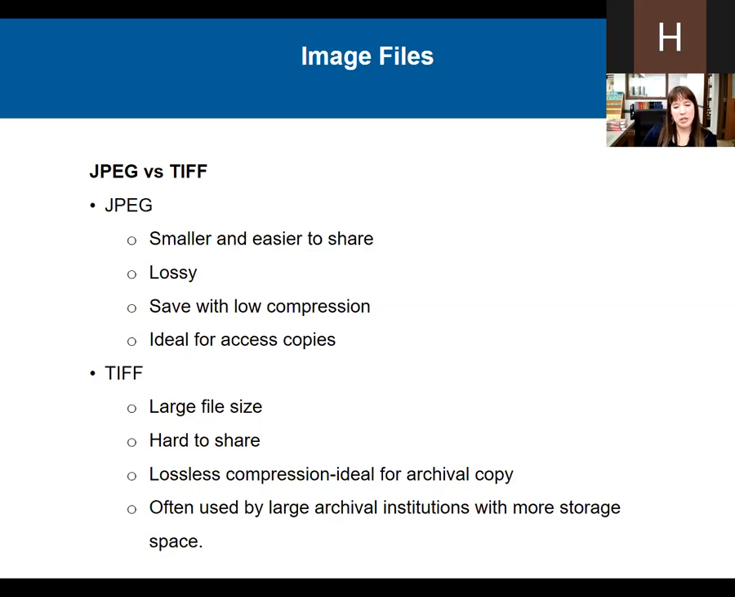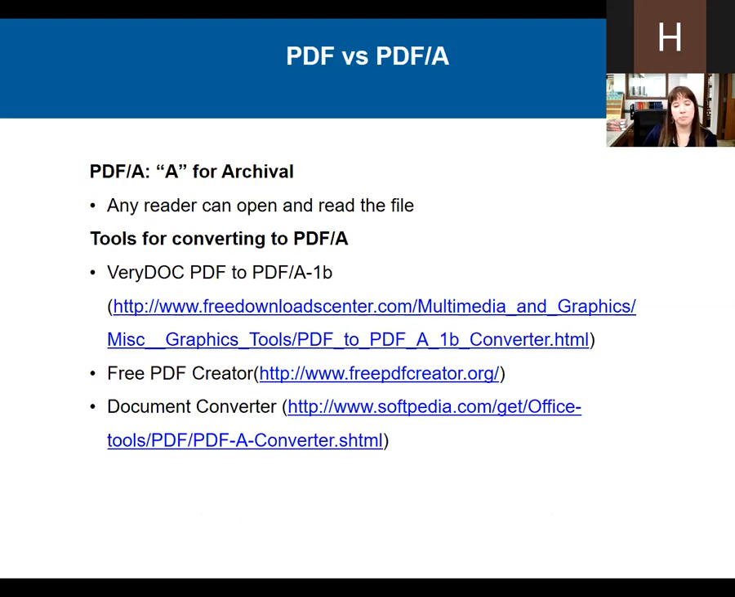But they are used typically by larger archival institutions that have more storage space. So if you're creating a personal family archive, for example, you might not have all the storage space that a large university might have. So considering JPEGs is definitely something to think about. The Library of Congress has a lot of great information on personal digital archiving, which is mostly what we're discussing tonight. While you can save with low compression, they are ideal, again, for copies. And they are, again, smaller and easier to share.